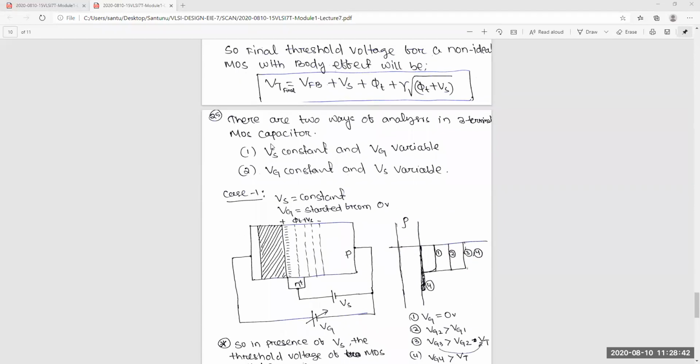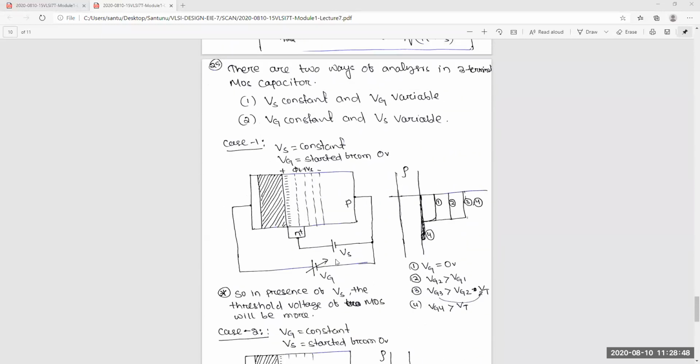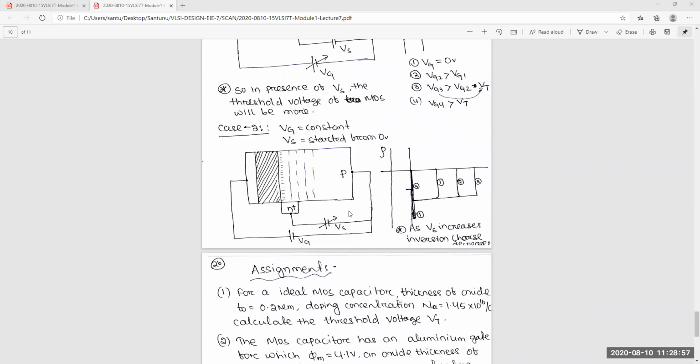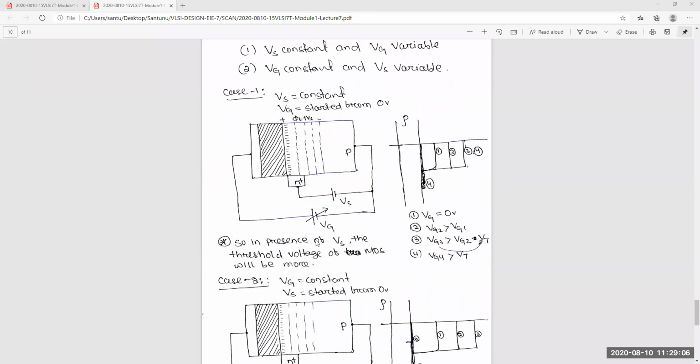This is the last slide. So we can check what happens to the surface charges when Vs is constant and Vg is varying, or when Vg is constant and Vs is varying. We have already discussed this part, but you can discuss it here. Suppose Vs is constant. Suppose this is the condition at point 1, where you can see some depletion region is there.